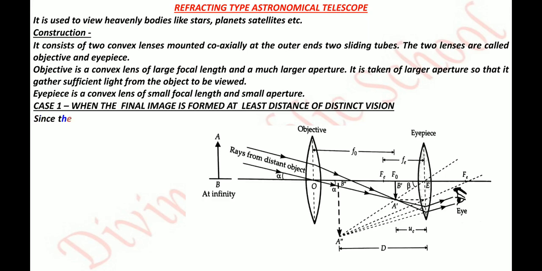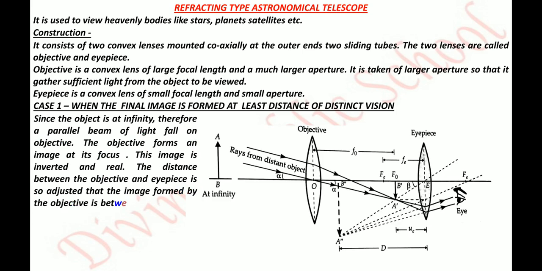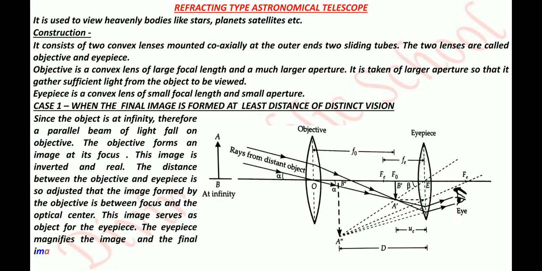So for working, since the object is at infinity, a parallel beam of light falls on the objective. The objective forms an image at its focus. This image is inverted and real. The distance between the objective and the eyepiece is so adjusted that the image formed by the objective is between the focus and the optical center. This image serves as an object for the eyepiece. The eyepiece magnifies the image, and the final image is formed at the least distance of distinct vision.